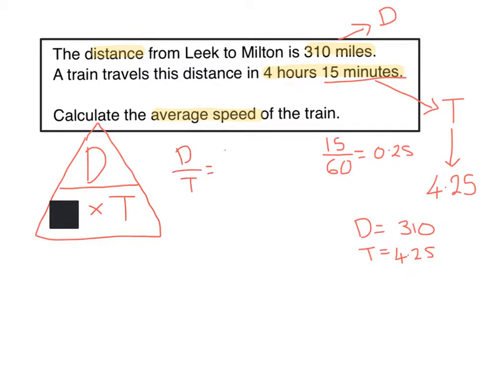My distance was 310 divided by my time, which is 4.25. I'm also going to put the units in here because that helps me with the units. So it was 310 miles and 4.25 hours. So I can do that on my calculator. 310 divided by 4.25, and I get 72.9 rounded to one decimal place.